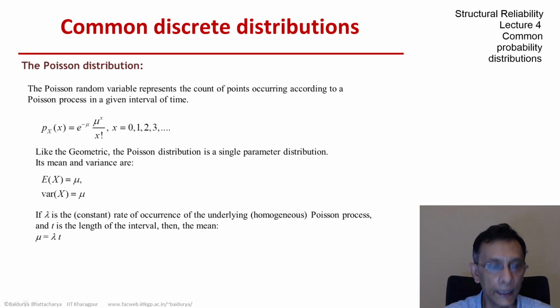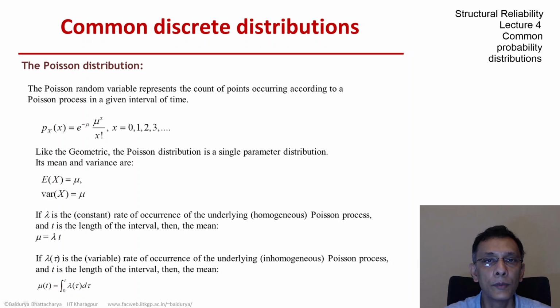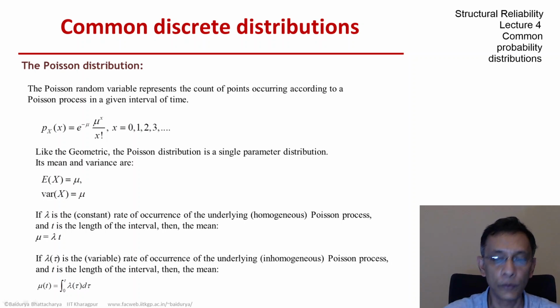It's not necessarily time. Now, if the underlying Poisson process is not homogeneous, if it's inhomogeneous, we can still use the Poisson random variable representing the total number of counts in that interval, provided we know what the variable rate is, lambda being now a function of tau, and integrate it, and that would give me the mean of the Poisson random variable, and I can proceed as before by plugging in the value of mu in the Poisson PMF, which you see the first equation on your screen.